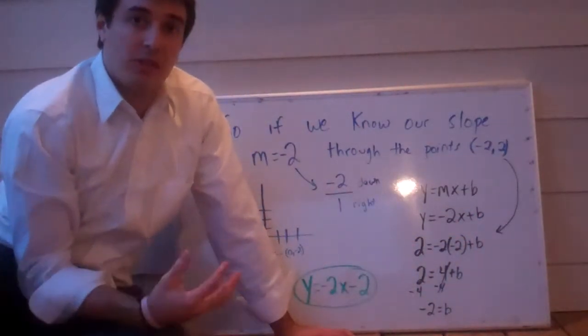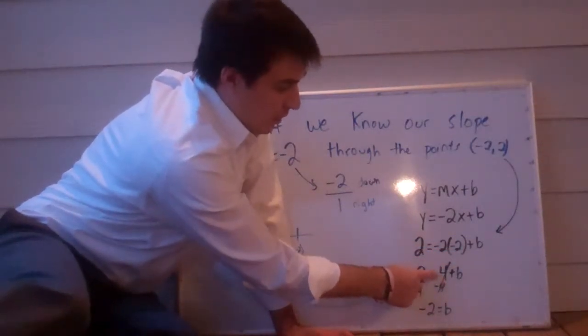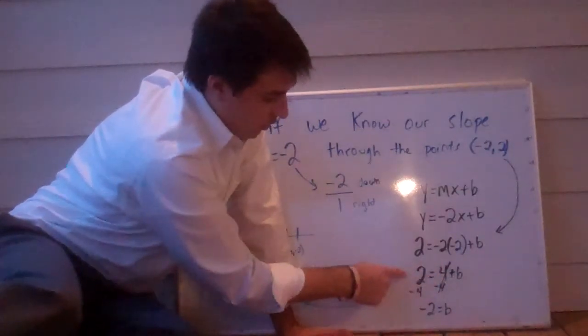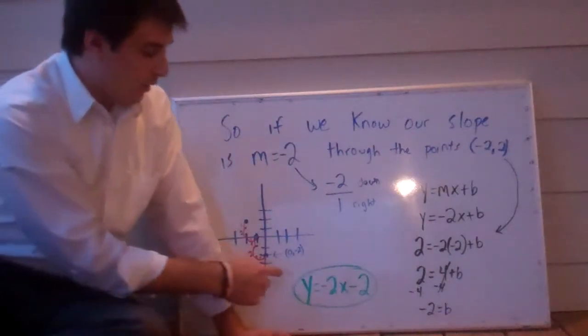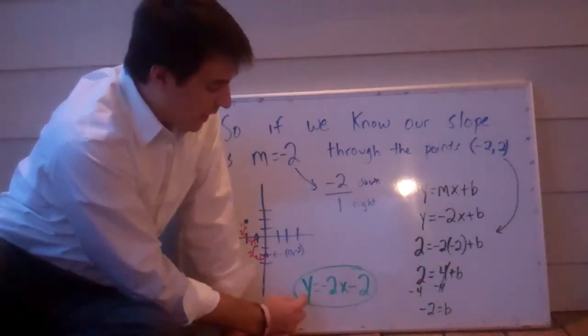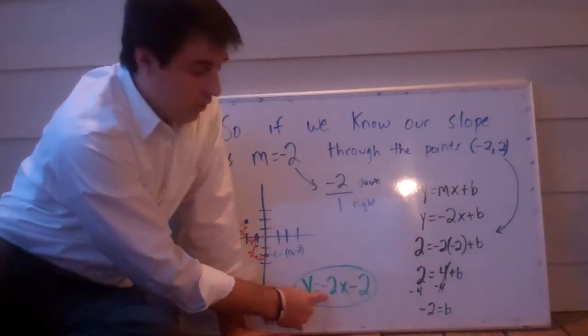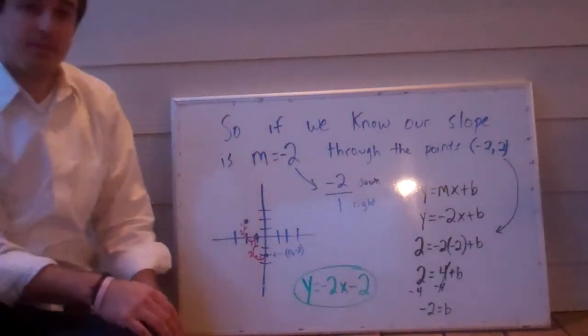Now using some multi-step equation skills, we can figure out that -2 times -2 is going to be +4, plus b equals 2. So we subtract 4, and -2 equals b. Which draws us back to our final answer, which would be y equals -2x minus 2. So our slope is -2 and our y-intercept is -2. Alright?